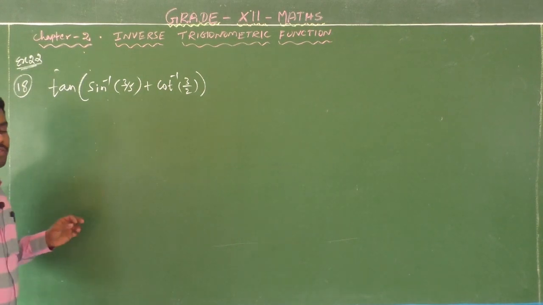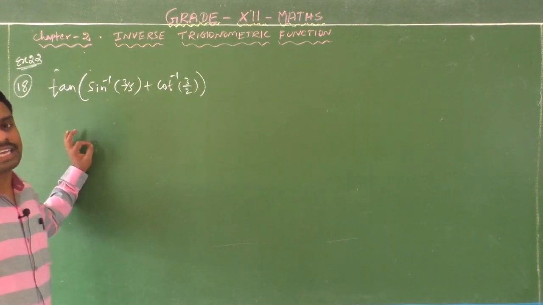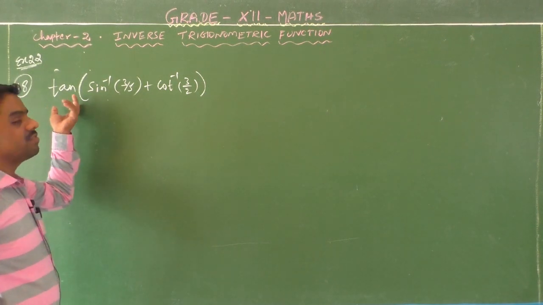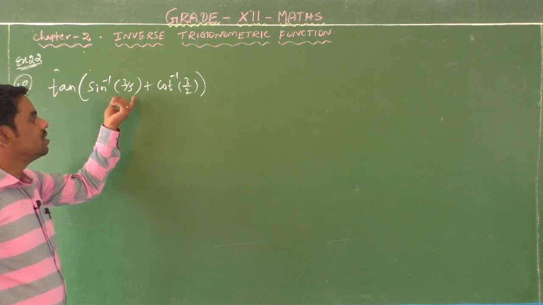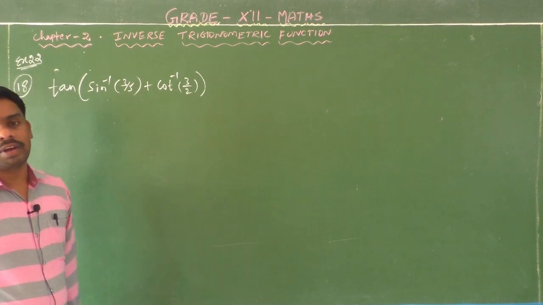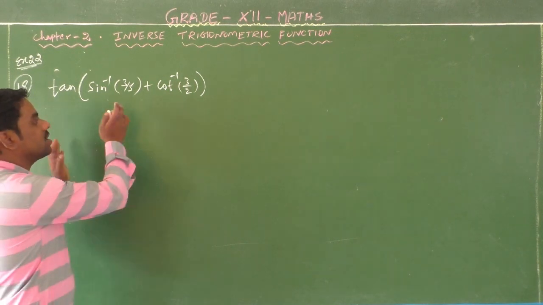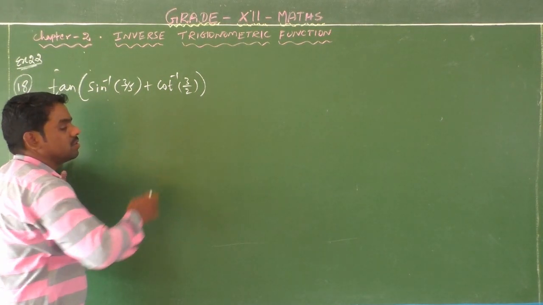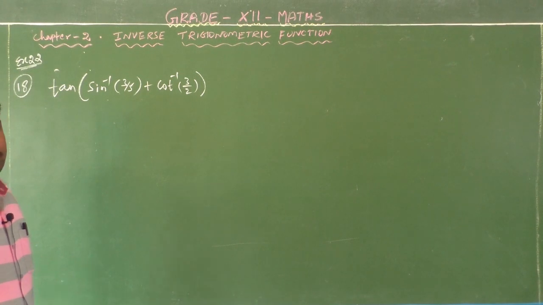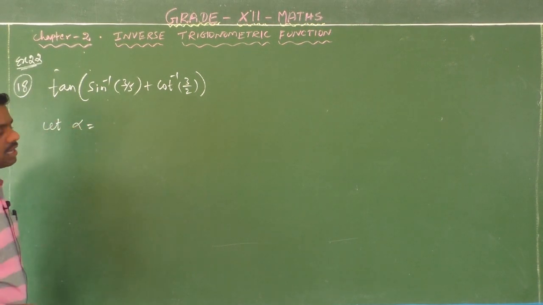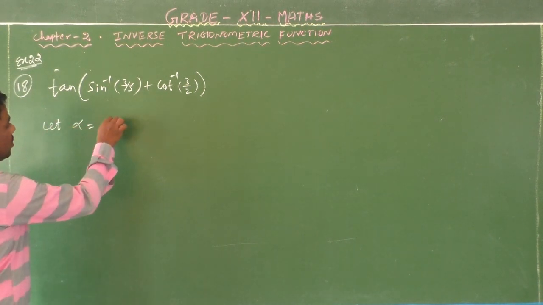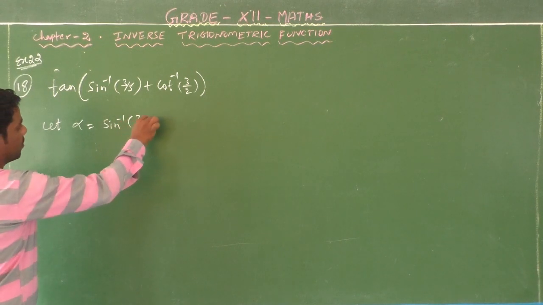Listen, you know the formula tan of tan inverse x is equal to x. But in this question, the function is tan of (sin inverse of 3 by 5 plus cot inverse of 3 by 2). So we need to change this into tan inverse x form. Let alpha be equal to sin inverse of 3 by 5.